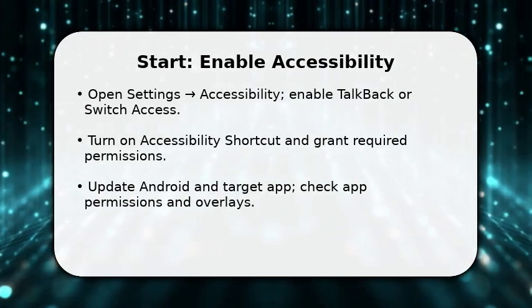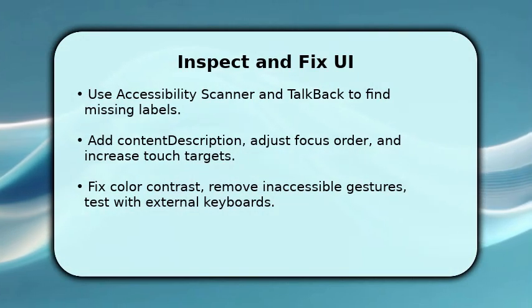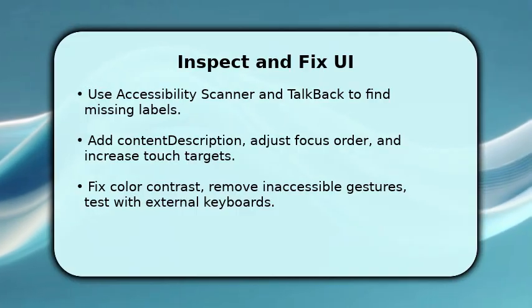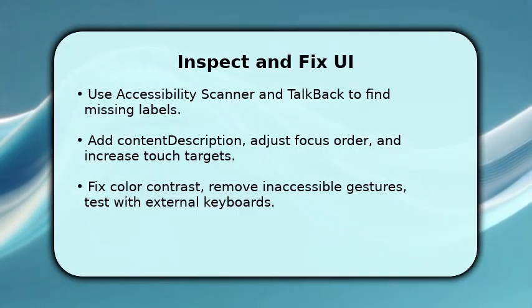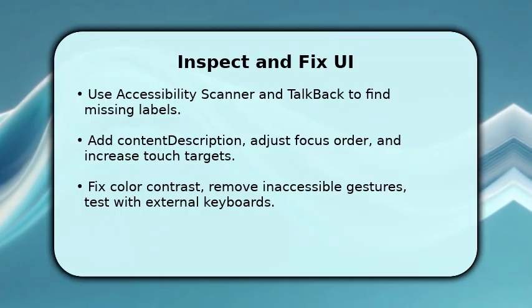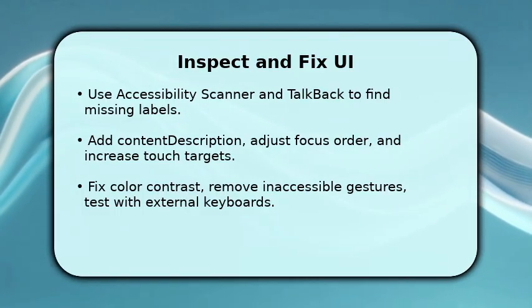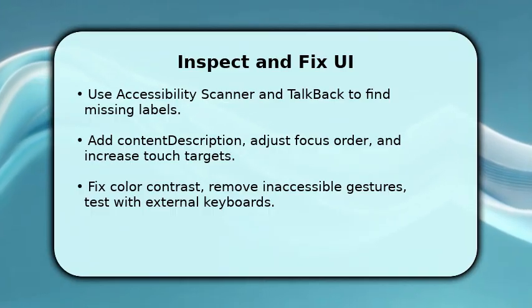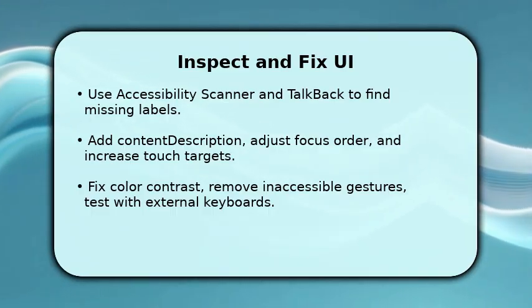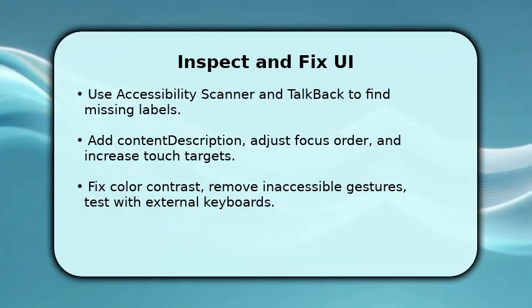You now inspect elements and apply fixes. Run Accessibility Scanner and navigate with TalkBack to locate unlabeled controls and focus traps. These tools show exactly why elements are skipped. Then add contentDescription or android:labelFor, correct view traversal order, and ensure touch targets are at least 48 dp so users can tap reliably.